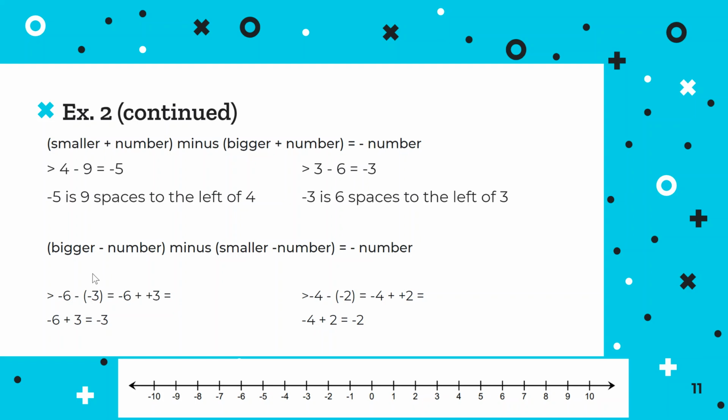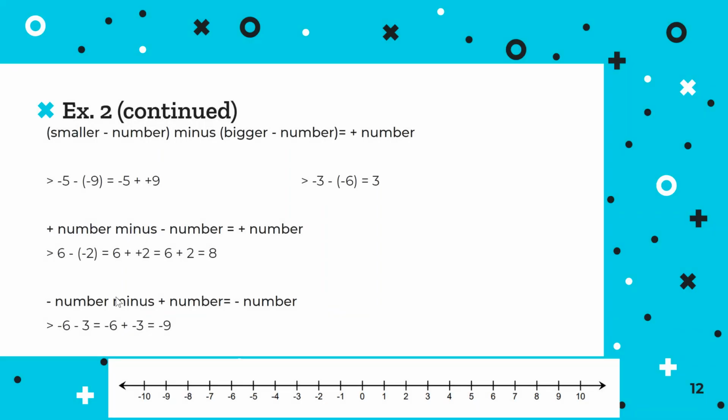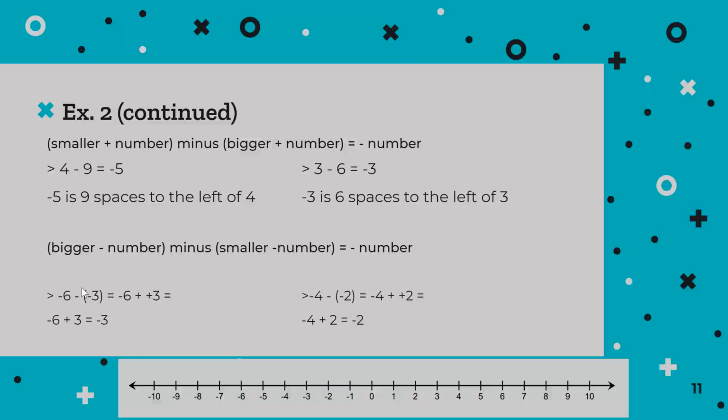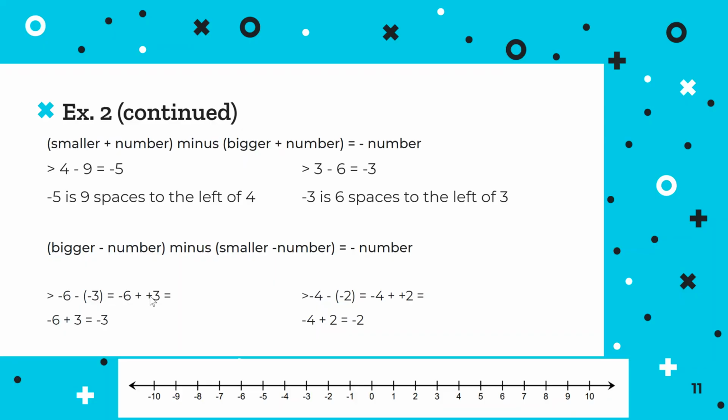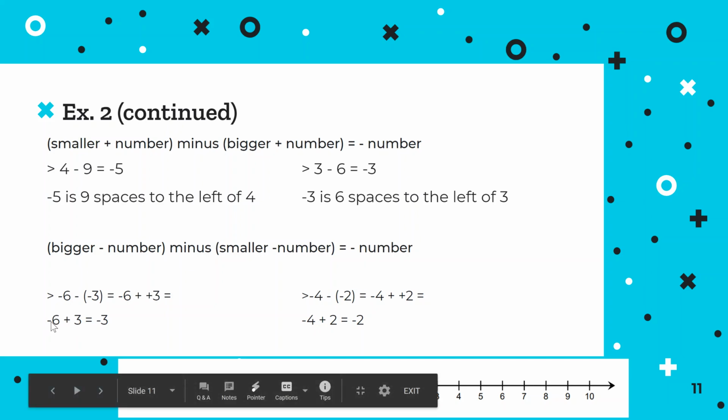And basically the minus signs cancel out, and we have -6 plus a +3. And so getting rid of the positive in front of the 3 because we really don't need it, we have a -6 plus 3, which is equal to -3.